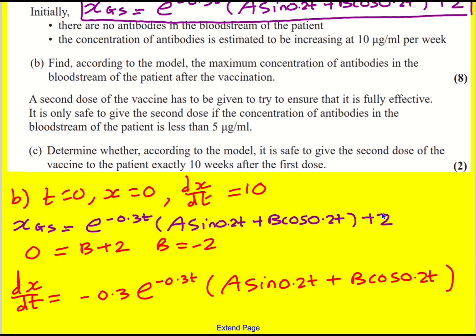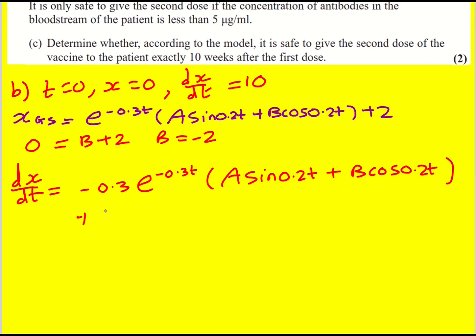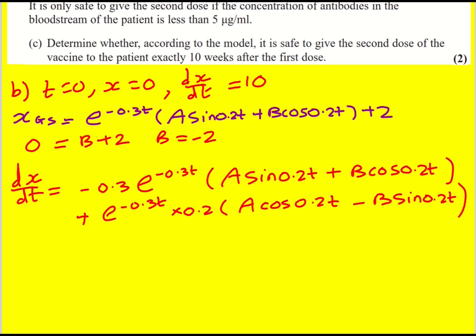And when you differentiate the two, it just goes. And then we're going to be adding e to the minus 0.3t but times the derivative of this bracket. And in both cases, we bring out a 0.2. So I'll just bring out the 0.2 here and then write it as a cos 0.2t minus b sine 0.2t. Only thing is, I actually know what b is, so I might as well change it around. So I've got a minus 2 here, and then minus b, well, that's going to become plus 2.